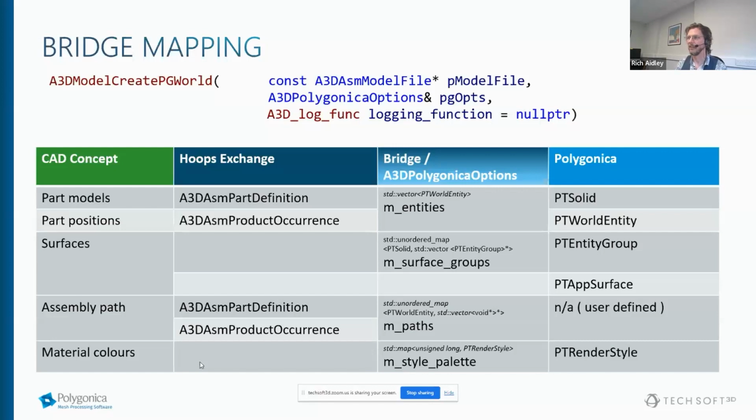The material colors is not particularly important. That's created as a byproduct because when objects come in and they have colors on the surfaces, we're transforming those into Polygonica materials, in this case render styles, and that's just a map for that.